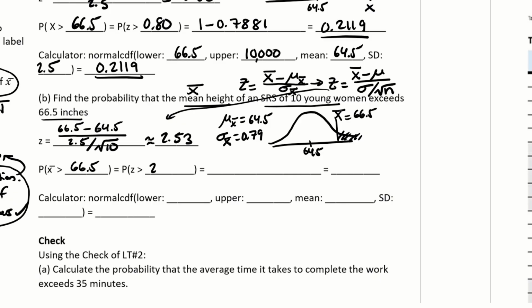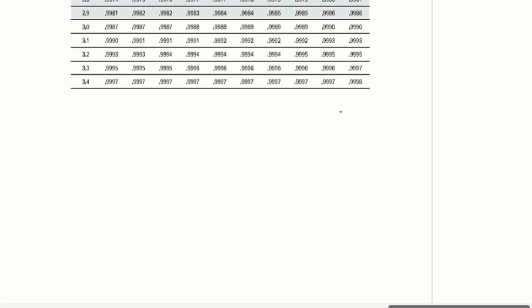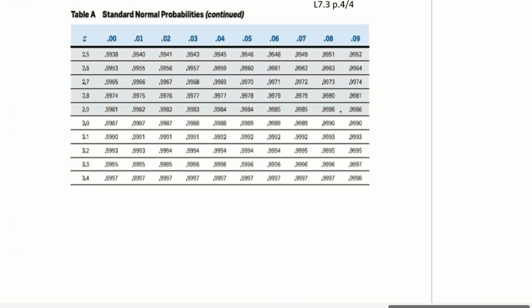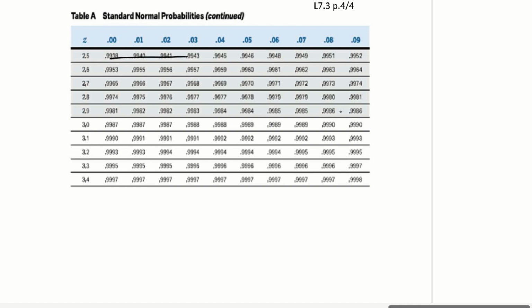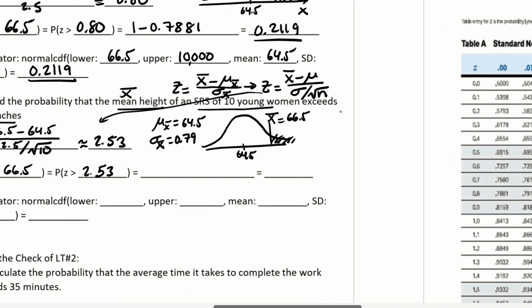So there you go. We can put that down here: z is greater than 2.53. Let's look that up here. 2.53. So 0.9943, you can see in the table. All right, we're going to subtract from 1 because we want the area to the right. And we get 0.0057.